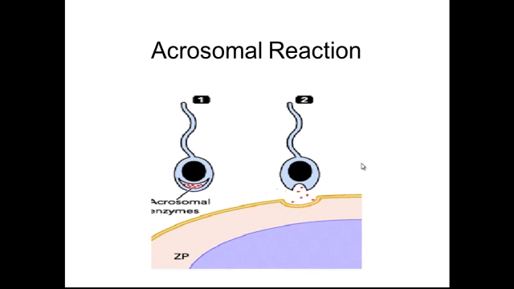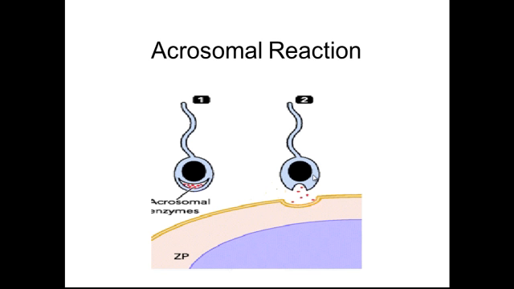Acrosomal reaction occurs when the spermatozoa reaches the ovum. As we've previously learned, the sperm has a membrane-bound site of enzymes called the acrosomal enzymes, which are contained in the head of the sperm. These enzymes are released as the sperm touches the ovum. The ovum that is released during ovulation is surrounded by a protective jelly-like layer called the zona pellucida, which is also surrounded by follicle cells.